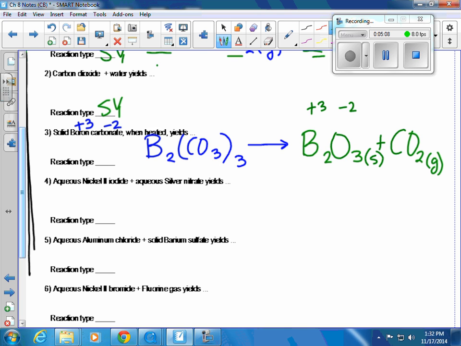So I figured out that it was a decomposition reaction. I broke it down, and I have to go ahead and balance this. So inside of here, I have 3 carbon, because I have 1 times 3, so that would be 3 carbon. So put a big 3 out here for 3 carbon over here. And now I have 3 times 3, I have 9 oxygen. Well, I have 3 oxygen right here. 3 times 2 is 6. So that is also 9. So I am balanced on both sides.